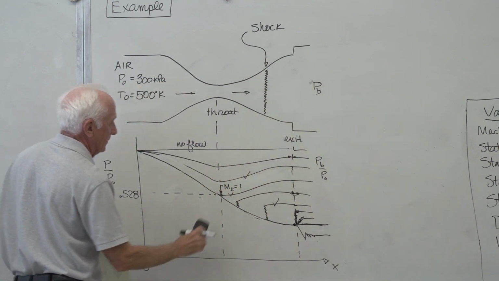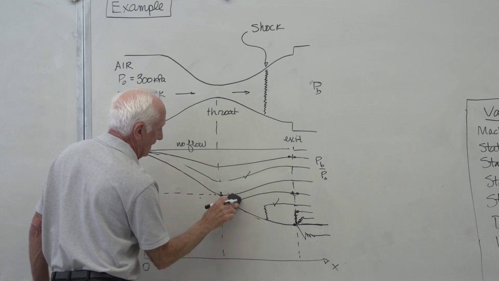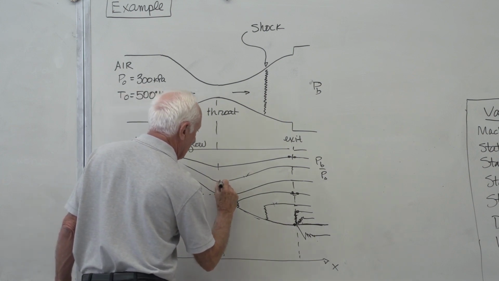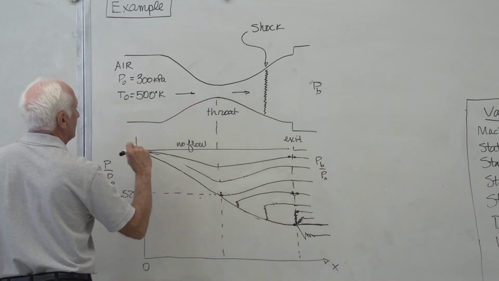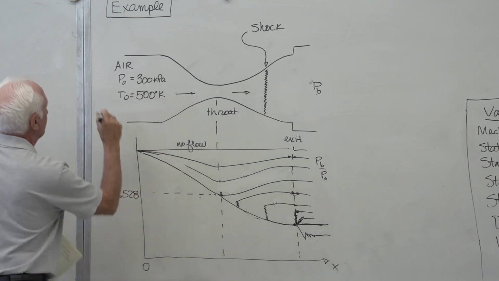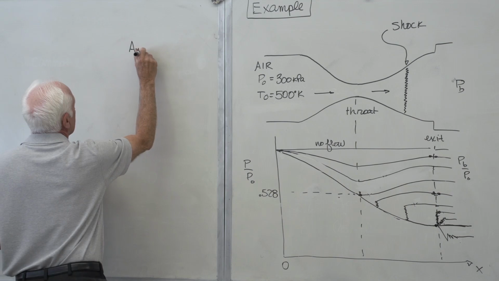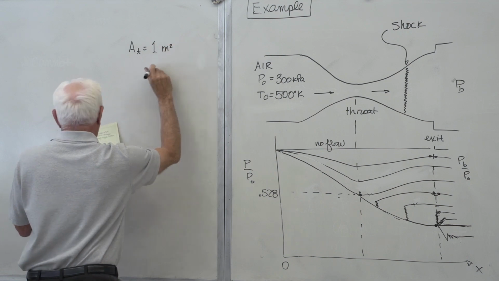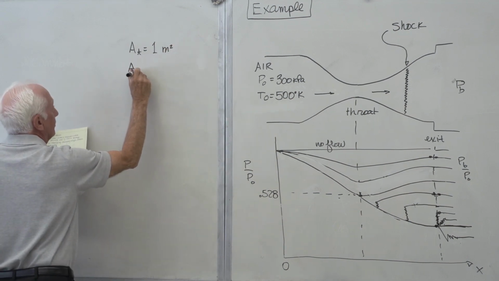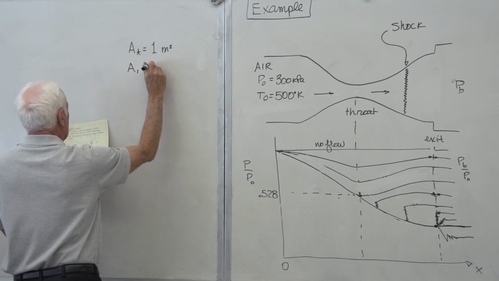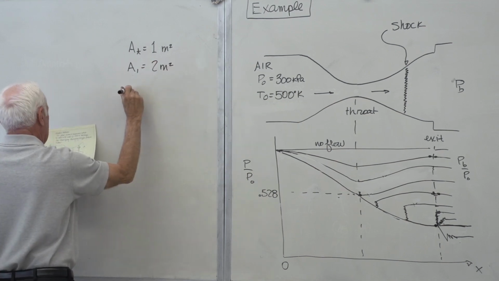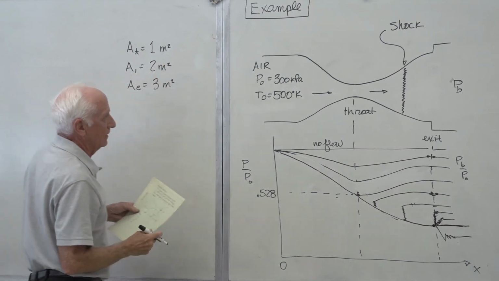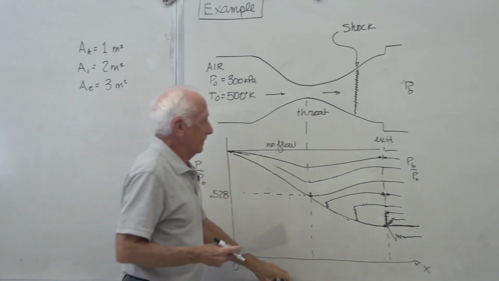We're given the areas, I'll put them over here. Area of the throat equals 1 square meter. Area 1, I'll show you 1 in just a minute, 2 square meters. Area at the exit, 3 square meters. So we're given that information.